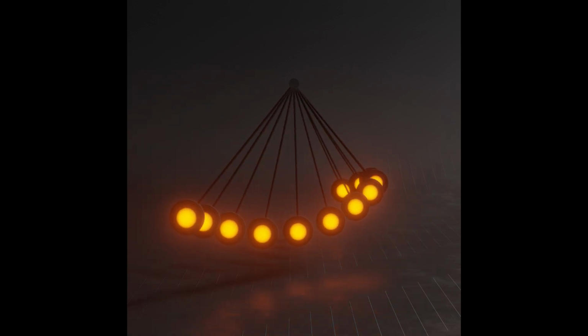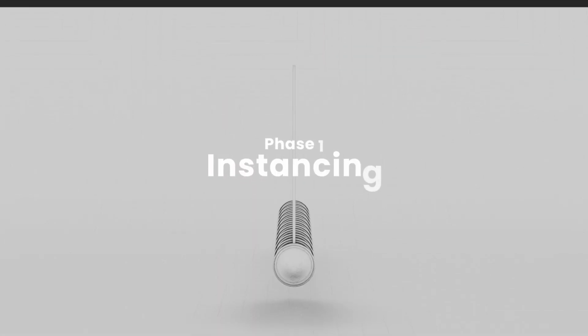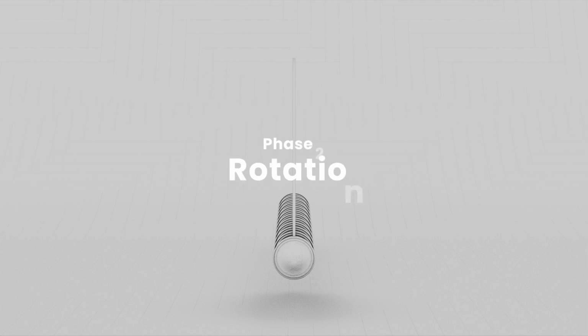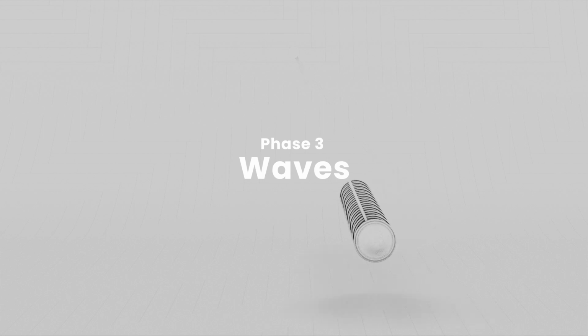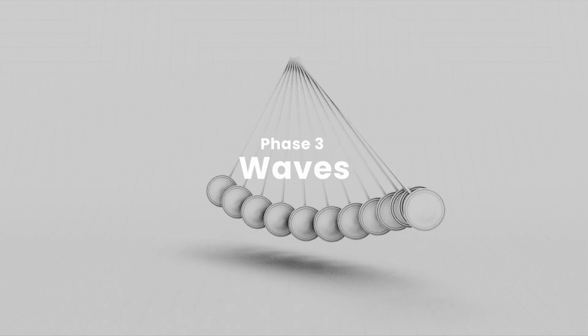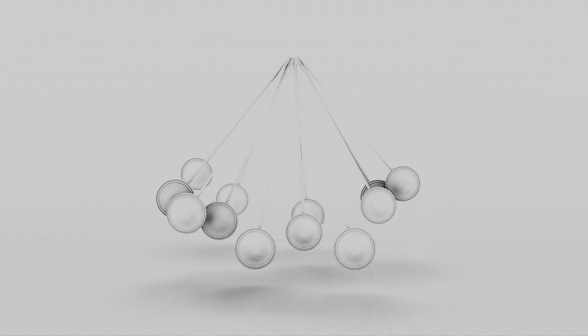Then I modeled a cylinder, rotated it 90 degrees on the x-axis, and moved it to a new collection called rod. So how exactly are we going to achieve this effect? Well, we're going to do that in three phases. In phase one, we'll instance the objects. In phase two, we'll give it its rotation. And in phase three, we'll turn those rotations into waves. Yeah, as simple as that. Now, let's proceed to phase one, which is about instancing.